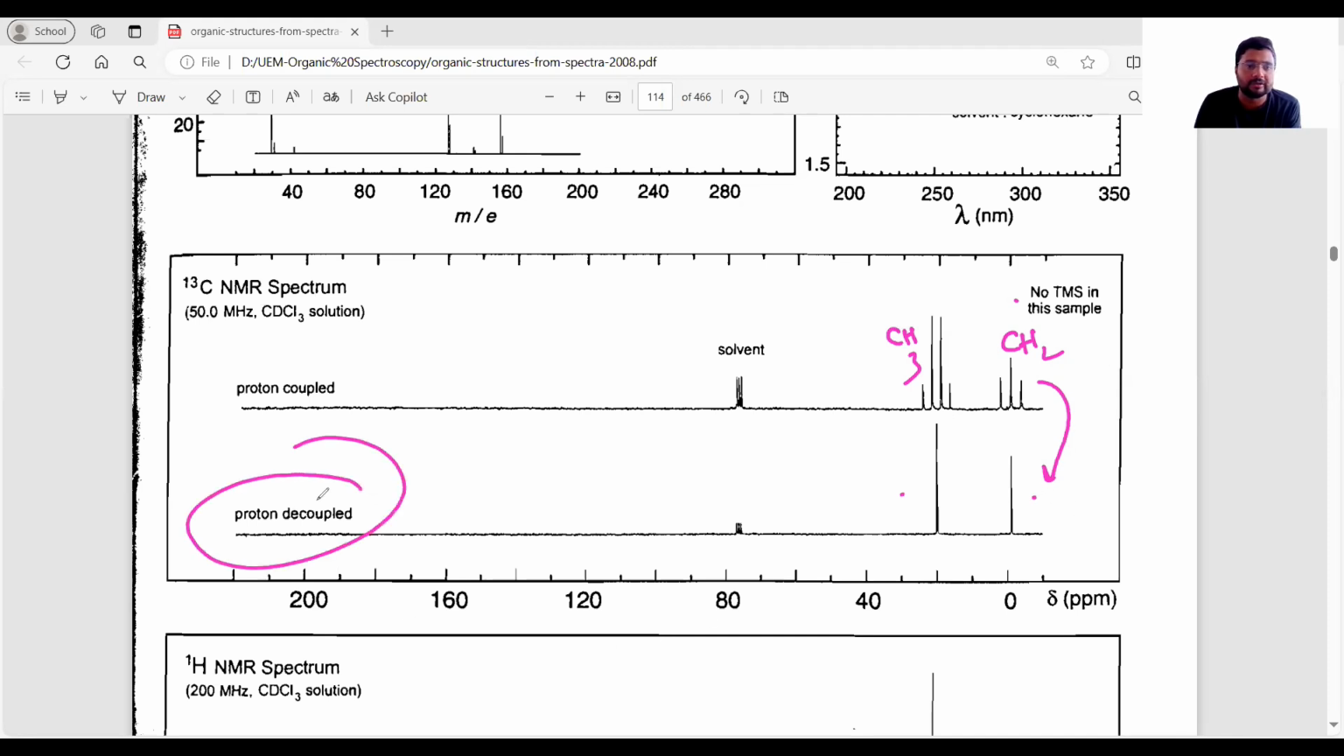There is no quaternary carbon over here, meaning no carbonyl group. Degree of unsaturation is 0, so the possibility of a carbonyl group is not even possible. So one CH2, one CH3 is present. Okay, now let's move towards the proton NMR spectrum of this unknown compound.